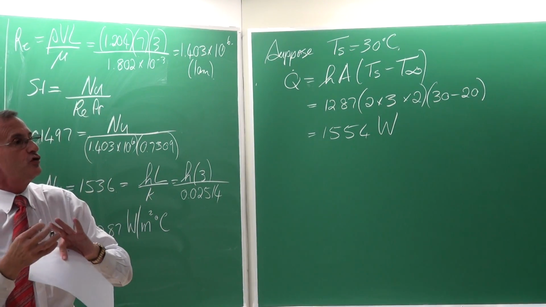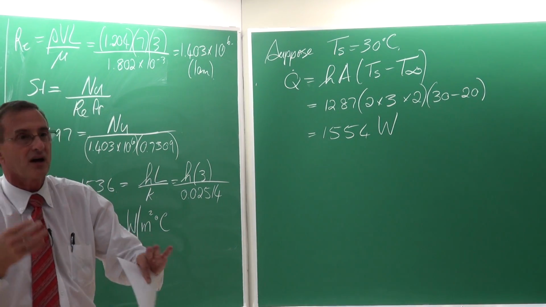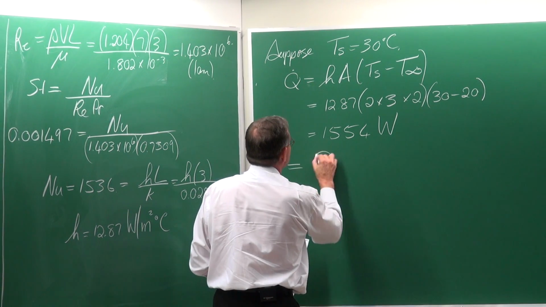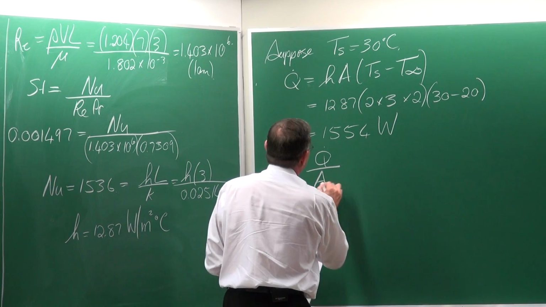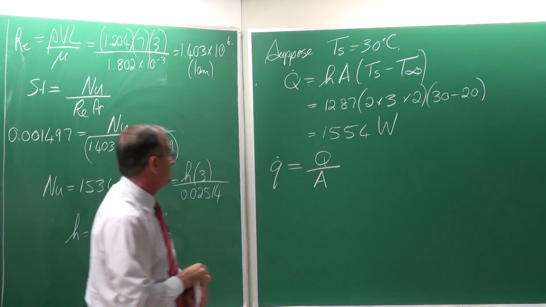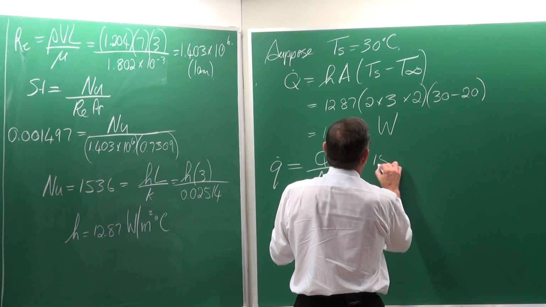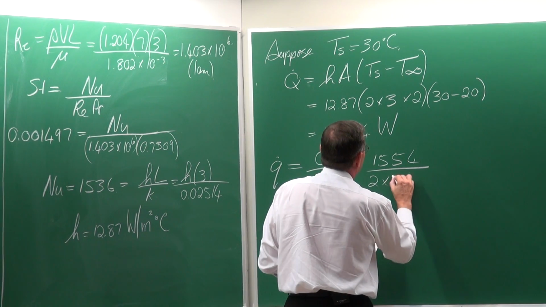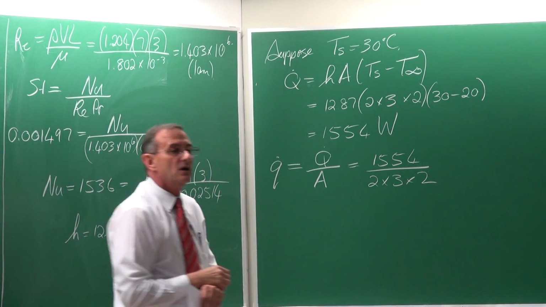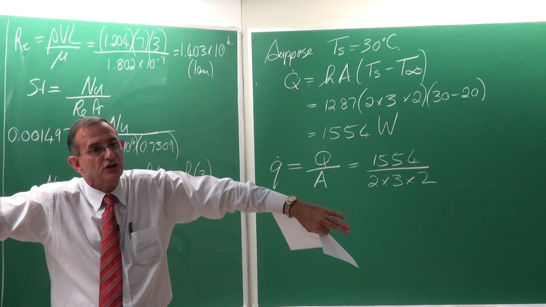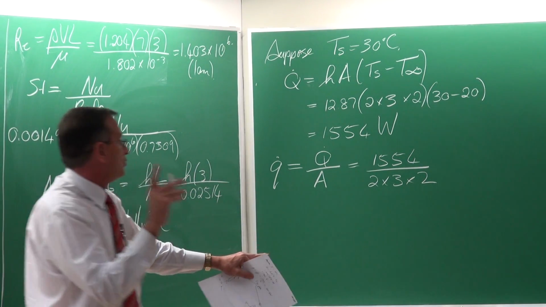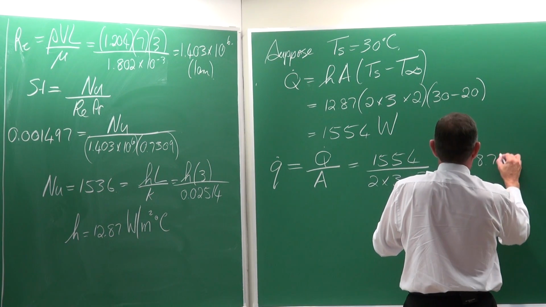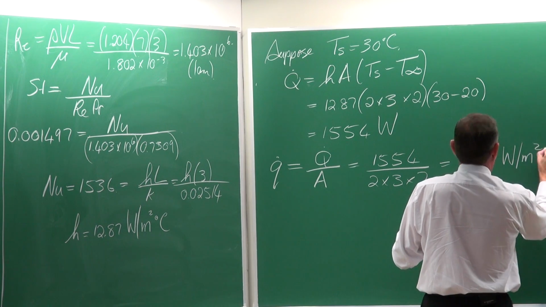Do not get confused between the heat transfer rate and the heat flux. In many cases, we are going to refer to both. So the heat flux is equal to the heat transfer rate divided by the surface area. The heat transfer rate is 1,554 watts divided by 2 multiplied by 3 multiplied by 2, because in this case the heat transfer will be to both sides of the plate, not only to one side, and that will give us a flux of 128.7 watts per square meter.